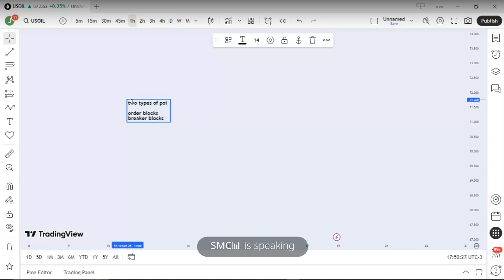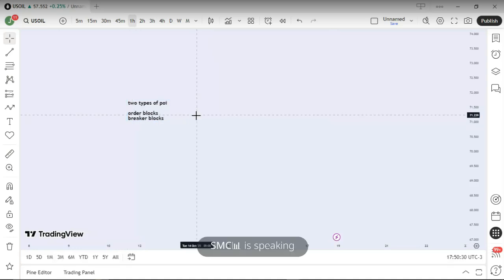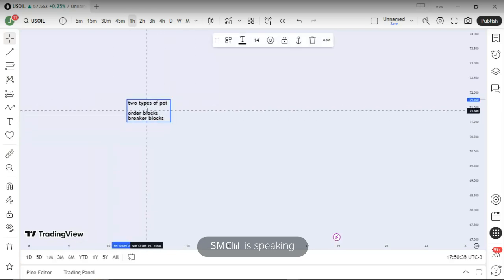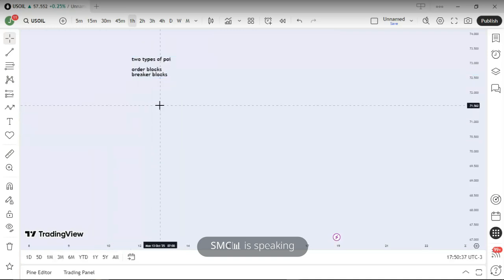So these are the two types of POI I make use of. You understand? I'm going to explain how they work. So when you hear something is an order block when it comes to the financial aspect, it means an area in the market that has a very large pending transaction. You understand? That's what an order block is called.